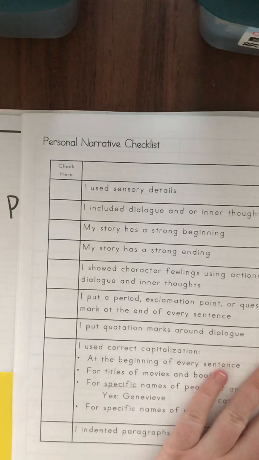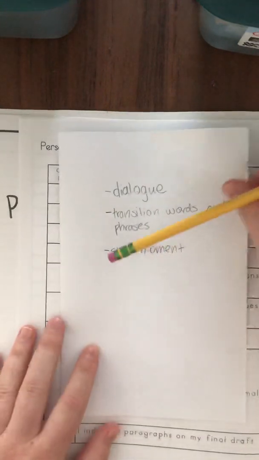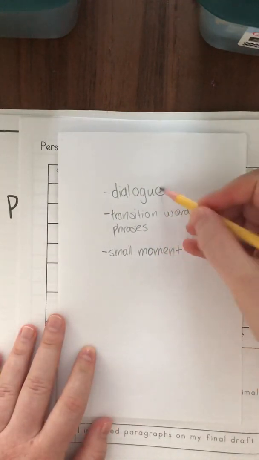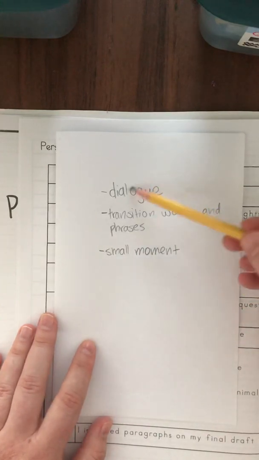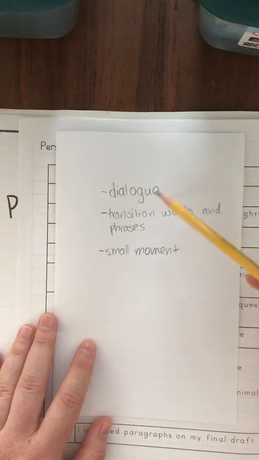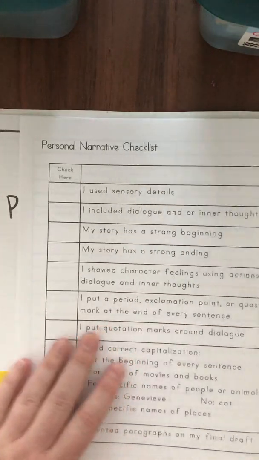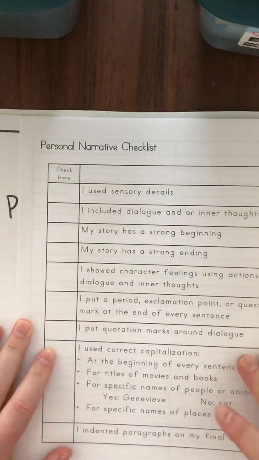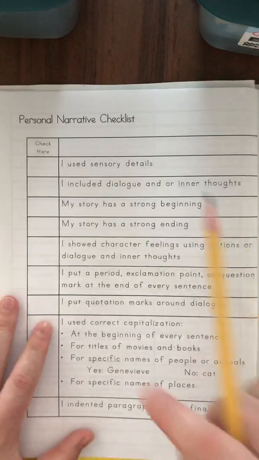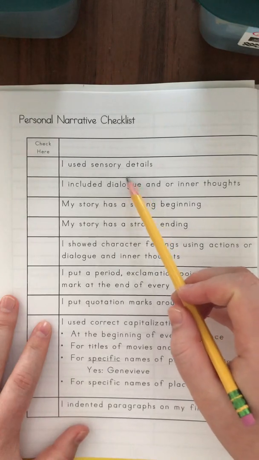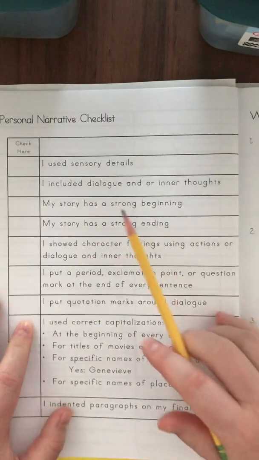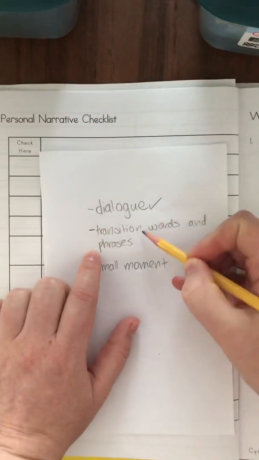Okay, yesterday, you came up with a bunch of ideas of what personal narratives are. In the past with students, we've taken all the ideas that students come up with, and I bet you have a lot more than me, and then we've made them into a checklist together. So this is our personal narrative checklist. I used sensory details. These are all things that personal narratives have. I included dialogue and inner thoughts. You can notice that I put that on my list.